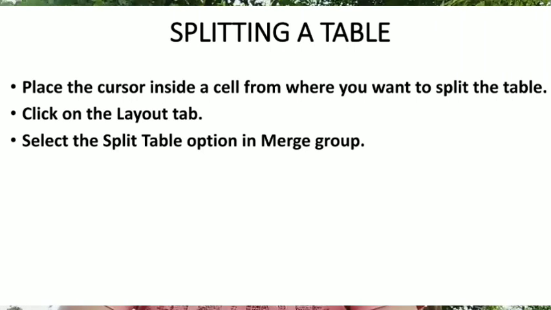After that, click on the Layout tab. After that, select the Split Table option in the Merge group. In the Merge group you will find the Split Table option. In this way you can split a table into two parts. Where we place the cursor, the table will be split from there into two parts.